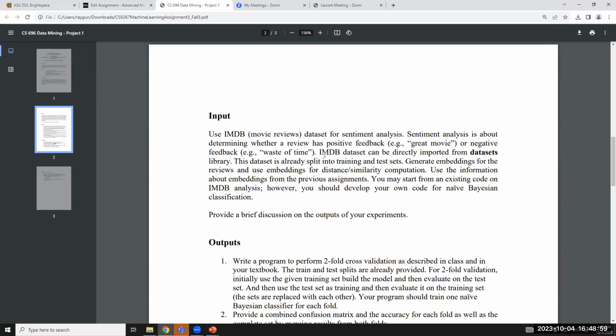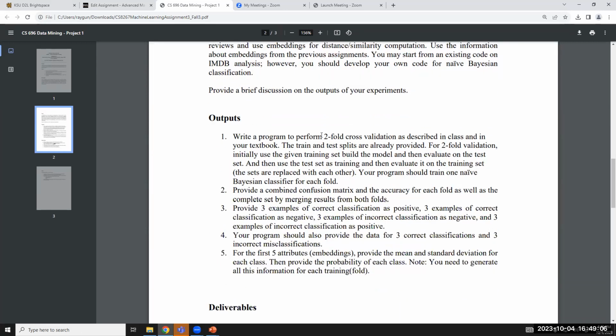There is one caveat in this one. I want you to use two-fold cross-validation at the end. That's the difference. What is two-fold cross-validation? Normally you have a training set and apply a test set. What you do is reverse the test and training, and then apply the same idea again, and get a good overview of how Bayesian works.